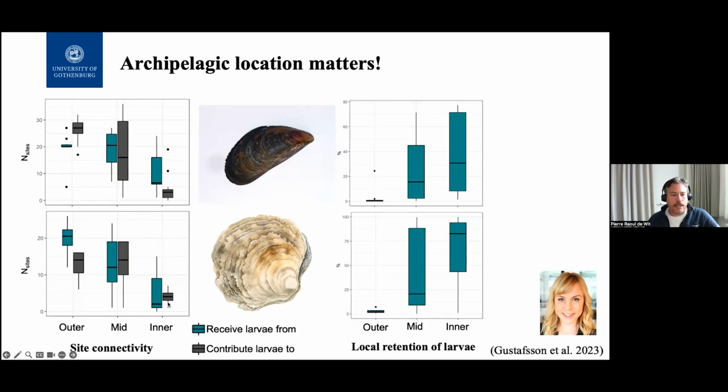And you can see in the inner archipelago, the areas both receive larvae from other sites and donate larvae to other sites much less than in the outer archipelago. On the right here, we see instead local retention. That's how much of the larvae produced stay where they are from. And you can see in the outer archipelago, it's almost 0. So all the larvae go somewhere else. Whereas in the inner archipelago, a lot of the larvae stay where they came from.